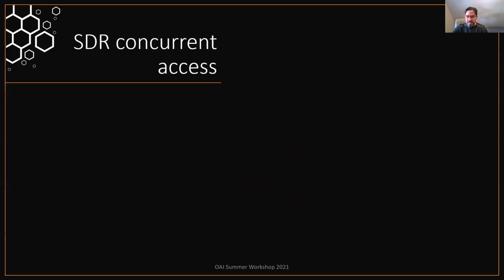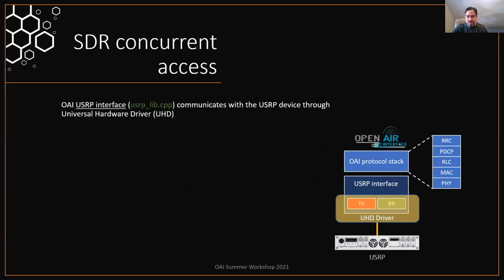Now let's move to the concurrent access by several slices to the same SDR device. So here the figure shows the main components involved in a bare metal instance of an OAI eNB. To communicate with USRP devices, OAI implements a low-level USRP interface that sits between the OAI protocol stack and the USRP device. It relies on UHD API functions to configure the USRP X-series and also to perform RFIO operations such as sending and receiving time domain IQ samples.